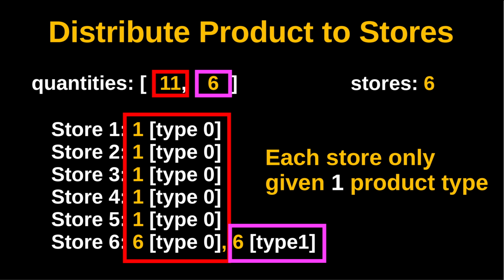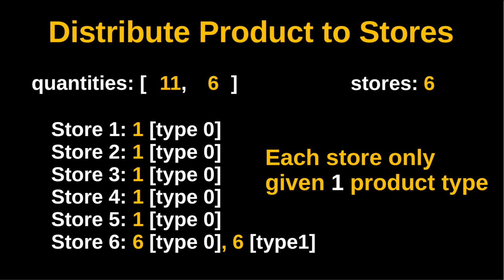Now, this does not work because the question stipulated that each store be given 1 product type. Here, store 6 gets 2 product types, so this is clearly a violation. Let's try a different type of distribution.